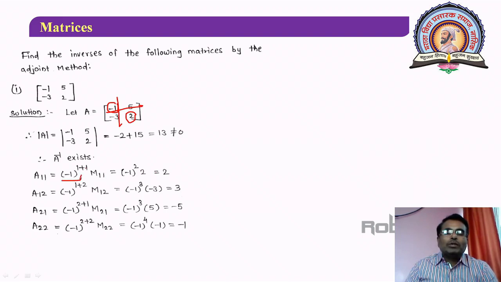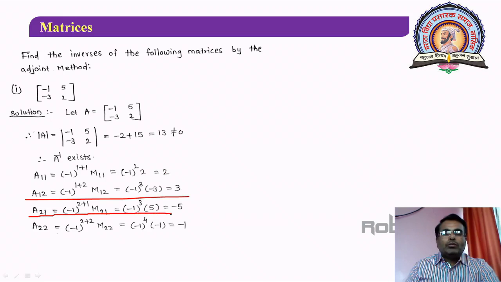Because minus 1 raised to 1 plus 1 is there, so that's coming 2 as it is. Is that clear? Similarly, A12 is equal to plus 3, A21 is equal to minus 5 and A22 is equal to minus 1. These are your cofactors.